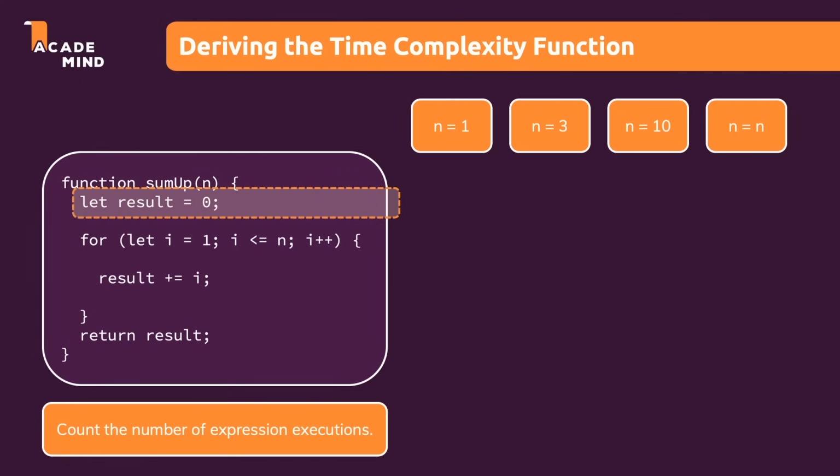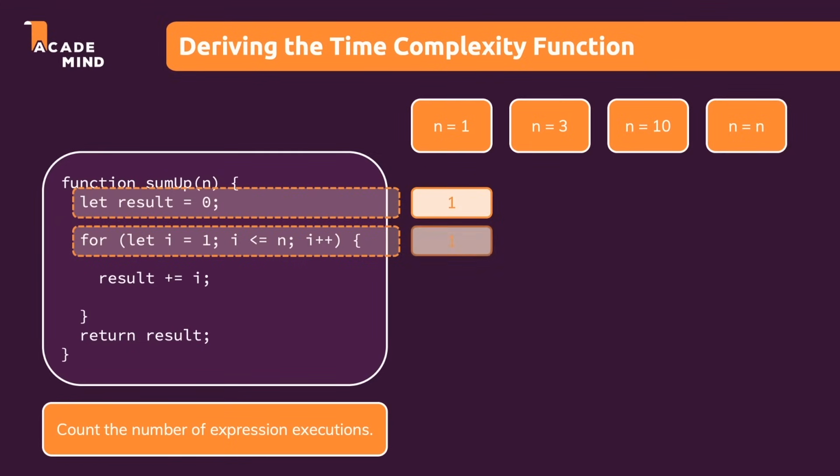How often does this first expression here execute, where we initialize the result variable? Well, I'd say for n equal to 1, this executes 1 time. When the SumUp function executes, this line here, let result equals 0, is executed exactly once. Now, how often does this for loop initialization run? And important, I really mean the initialization of the for loop, not the body. Well, for n equal 1, this runs once. We initialize this for loop once.